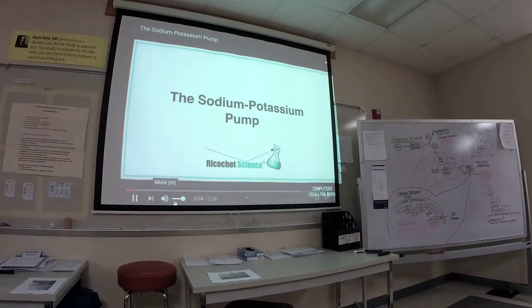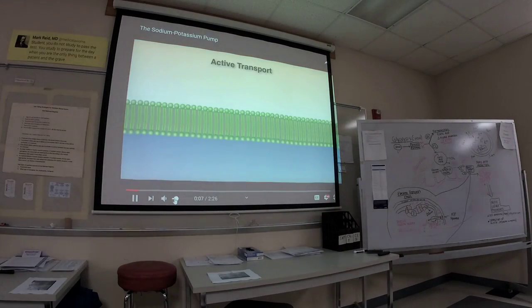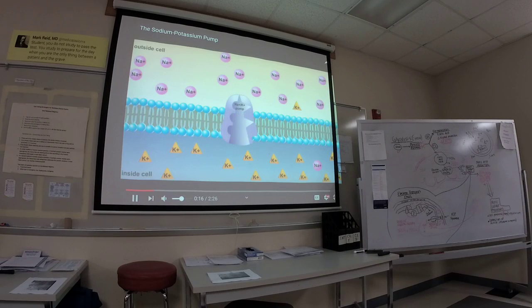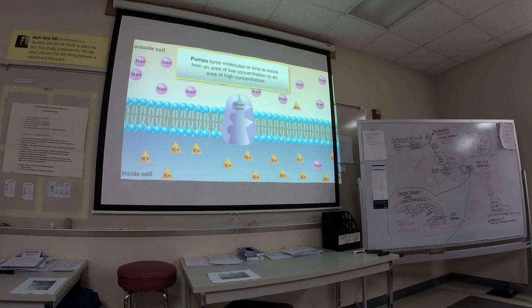Active transport is a process that uses energy in the form of ATP. The proteins that conduct this form of transport are often called pumps because they force molecules or ions to move from an area of low concentration to an area of high concentration. This is commonly referred to as against the concentration gradient. One of the more common examples of active transport is the sodium-potassium pump. The job of the sodium-potassium pump is to move sodium ions, or Na+, out of the cell, and potassium ions, or K+, into the cell.